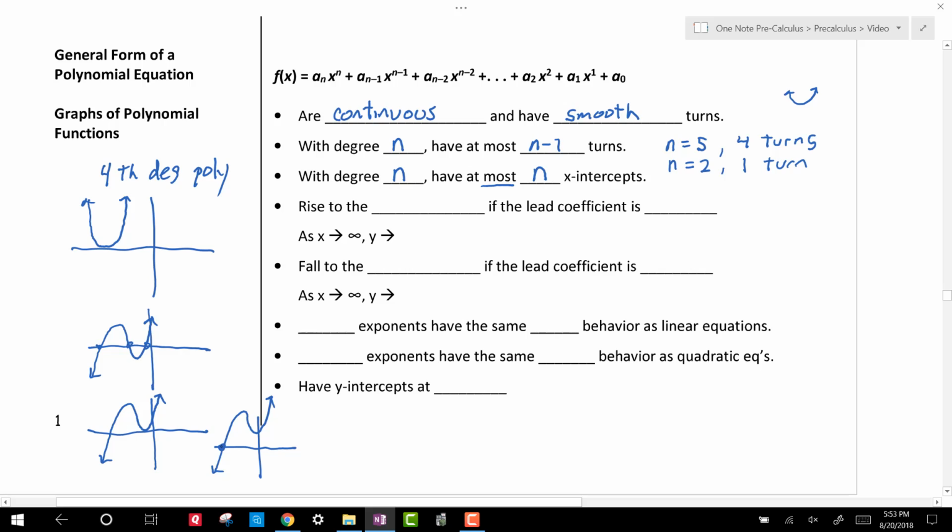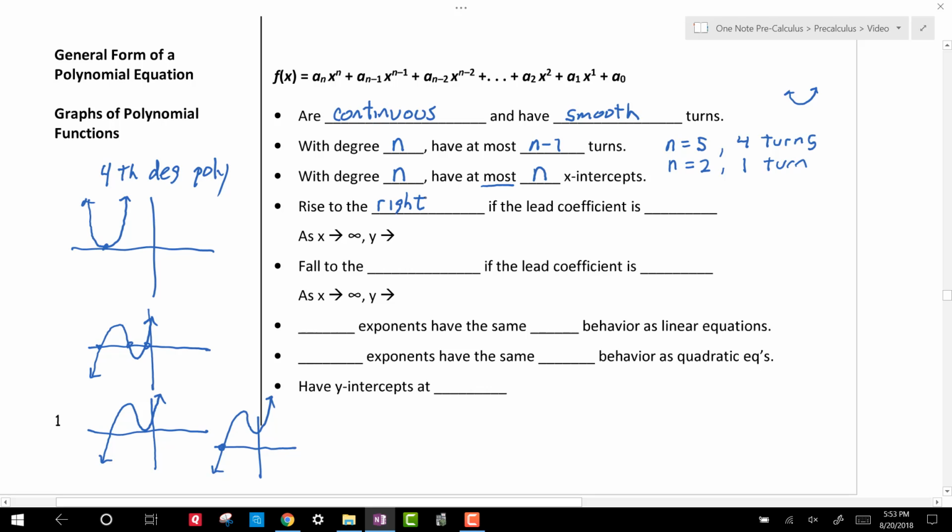So if it has degree 7, you can have at most 7 x-intercepts, but you've got to have at least 1. If it's a degree 4, you could have 4 x-intercepts, but even this 4th degree that I drew over here earlier with 1 x-intercept, if I were to bump that up, it could have no x-intercepts. And the reason it can have none is because both sides are going the same direction. These guys rise to the right.